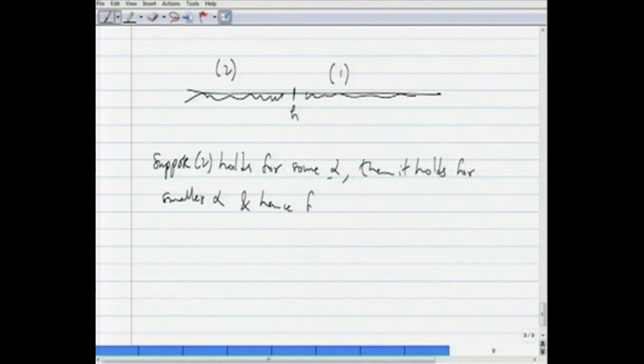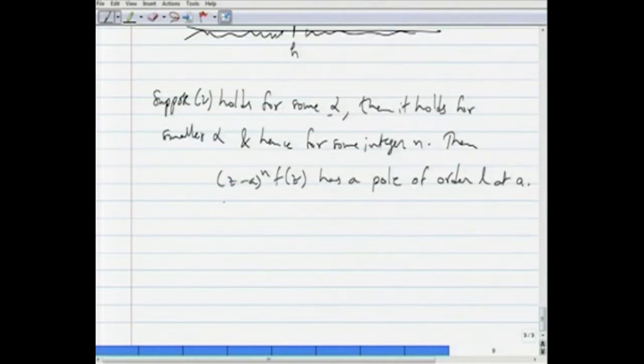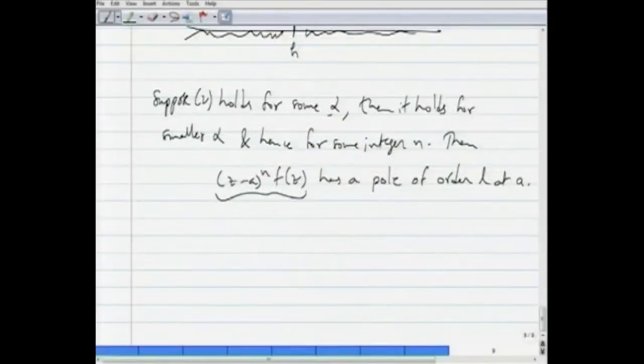And hence for some integer n less than alpha really. Once again we can do the same analysis: z minus a power n f of z, similar analysis, has a pole of order l at a. That is because the modulus of z minus a power n times modulus of f of z in the limit is equal to infinity. And so this function has a pole. Let us call the order l.